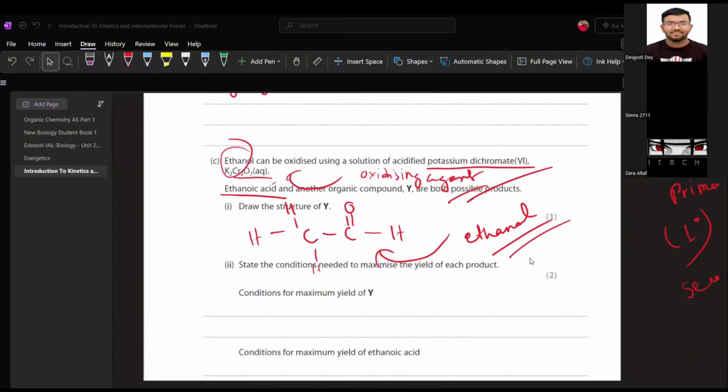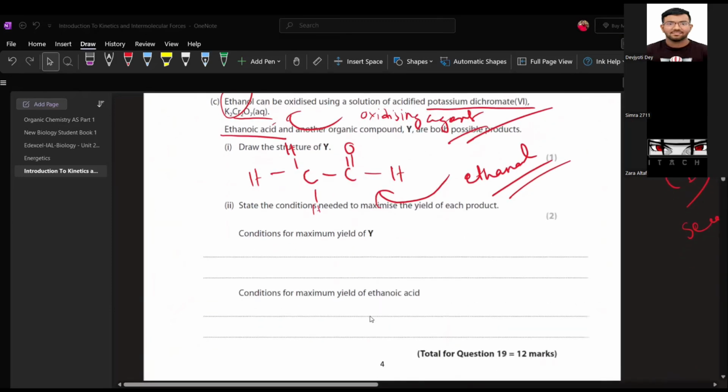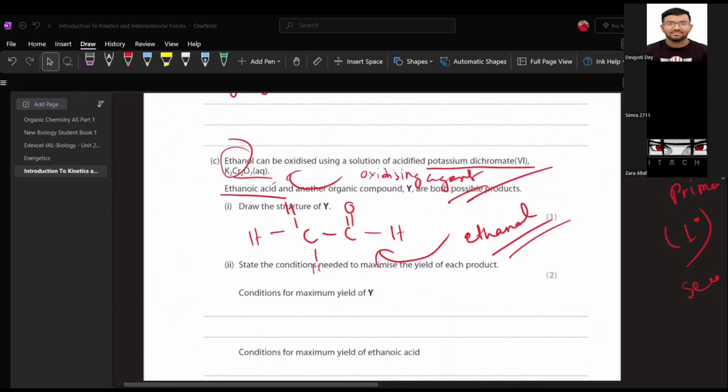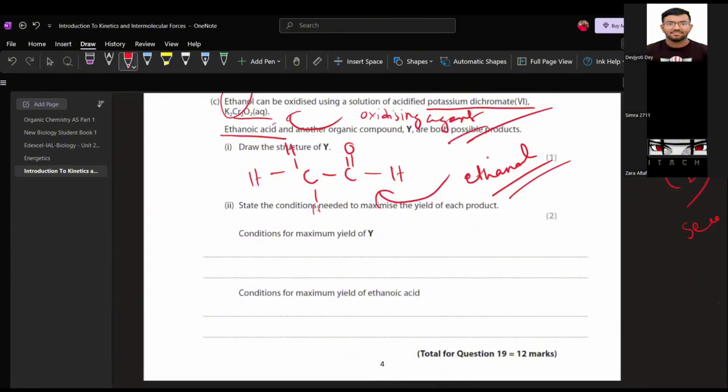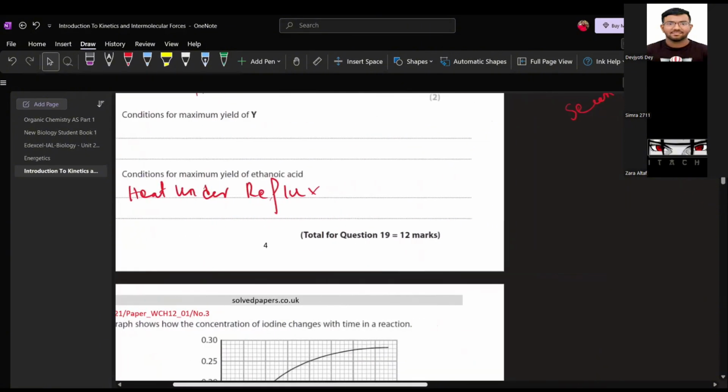Okay, first of all, when we try to collect ethanoic acid, which process do we use? Heat under reflux. Okay. Do you know what heat under reflux is? No. Oh, you did not learn unit 3.